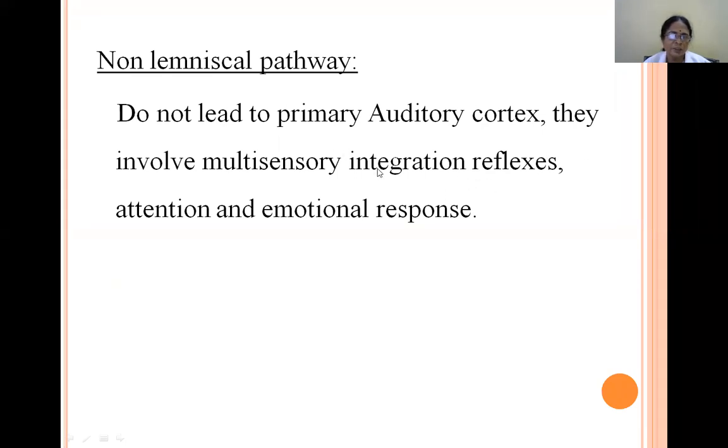They involve multisensory integration, as I told you, alertness. If you hear a sound or something, you become suddenly alert. That is multisensory integration reflexes. If you hear some sound, you just want to find out what is the source of it. You become alert. These are multisensory integration reflexes, attention, and emotional response.